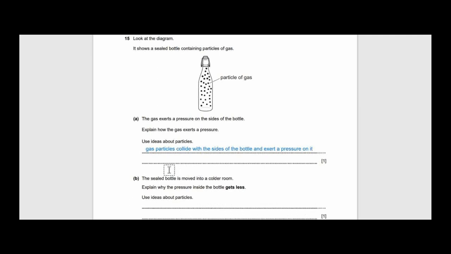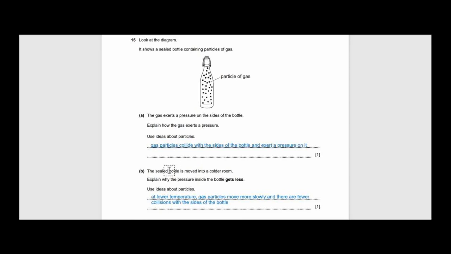Alright, let's open up the answer, guys. So, at lower temperature, gas particles move more slowly and there are fewer collisions with the sides of the bottle. That reduces the pressure, so the pressure gets less.